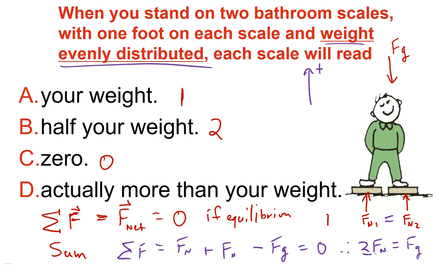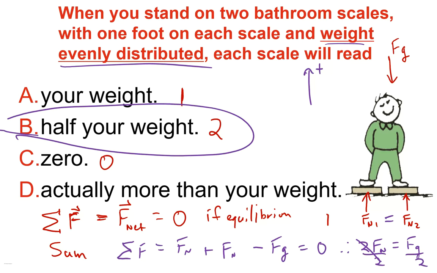So, final step here, divide both sides by 2. And we have the force normal is equal to force of gravity over 2. So, which was the correct answer? FG over 2. Which is A, B, C, or D? It's B. Half of the weight on each one.